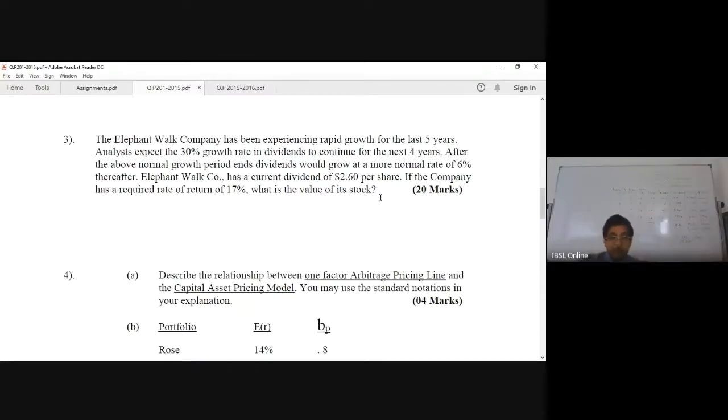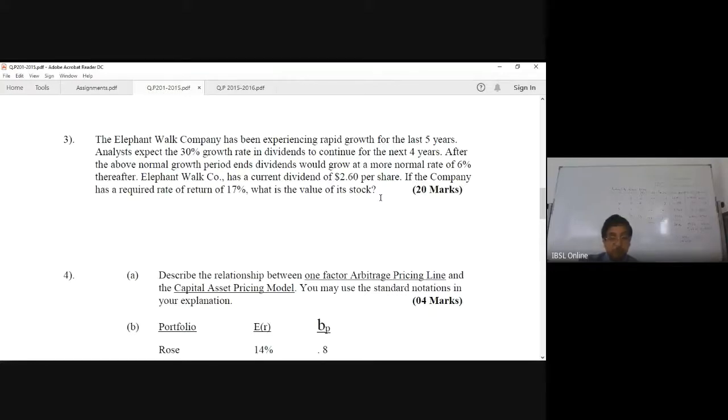Now, in this particular case, we are not going to apply the one-stage model formula, because that cannot be done here. Because if you apply that formula, you will get a minus price for the stock. Then we need to apply the two-stage model.